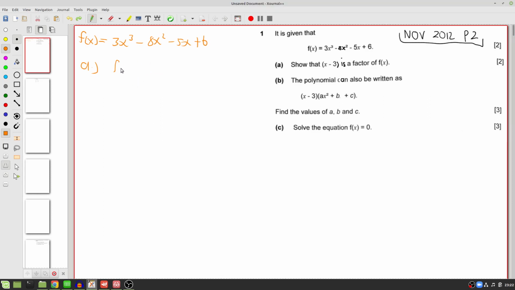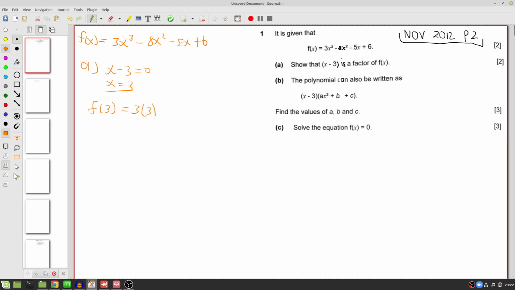Hopefully that makes sense. So we must show that x minus 3 is a factor. To find out what x must be, we put this equal to 0 and solve for x. So we see that x must be 3. What we're going to do is plug 3 into our equation, and if we get 0 as an answer, then we've proven that x minus 3 is a factor. So we just plug that in.